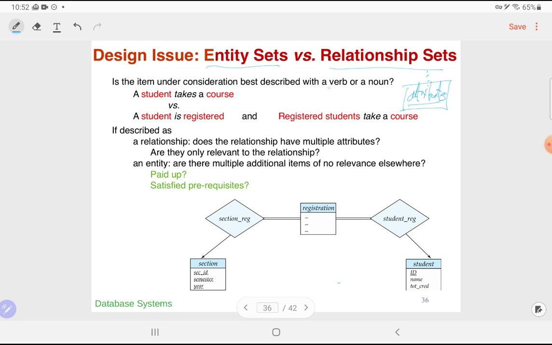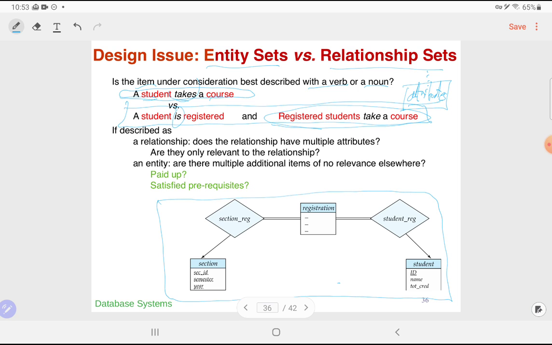So first, though, let's consider, is the item under consideration best described with a verb or a noun? So, a student takes a course, takes winds up being the relation, and student and course are separate entities. Versus a student is registered, and registered students take a course. Now, this is what the textbook does. I personally hate this. This is the authors of the textbook having this overwhelming preference for binary relationships.